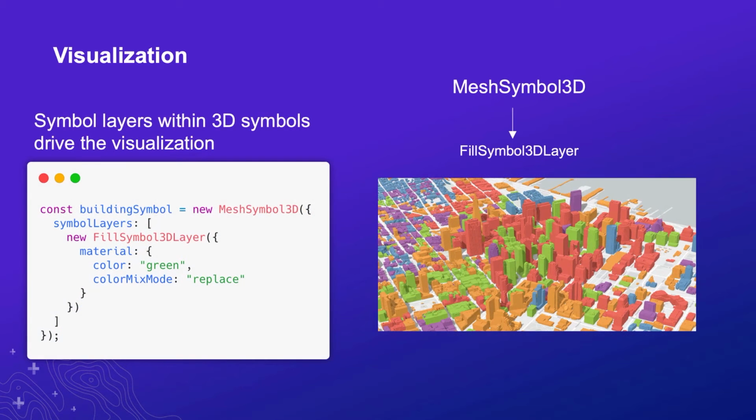And specifically for 3D, there is one more symbol type. We call it a mesh symbol 3D. This is mostly used for 3D objects, like 3D object scene layers. And the definition here on the left, you can see it. It's basically a fill symbol 3D layer where you can pass in a color. And the color mix mode specifies how the symbol should deal with the texture. So if it has textures and you set color mix mode to replace, like we do here, then it will completely remove the texture. Otherwise, you also have the options to tint or to multiply the texture.